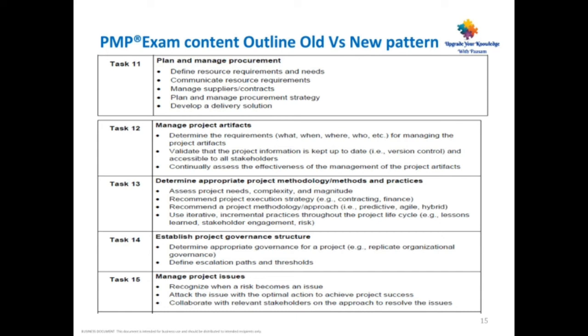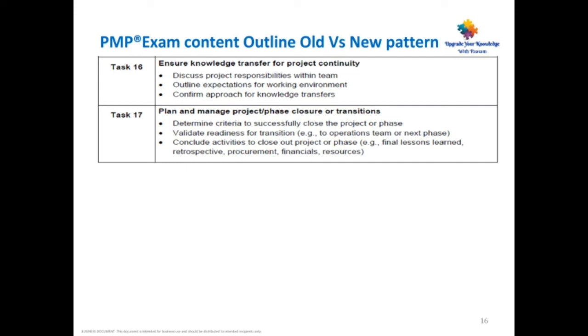Task 14, establish project governance structure: determine appropriate governance for the project, define escalation path and thresholds. Task 15, manage project issues: recognize when a risk becomes an issue, attack the issue with the optimal action to achieve project success, collaborate with relevant stakeholders. Coming to the next slide, domain 2, process.